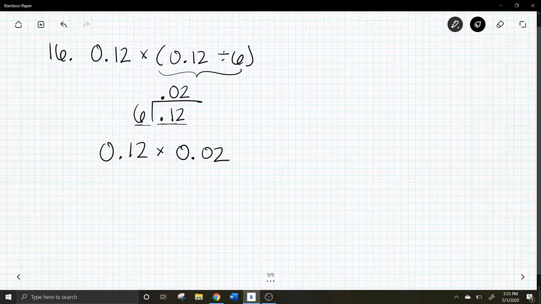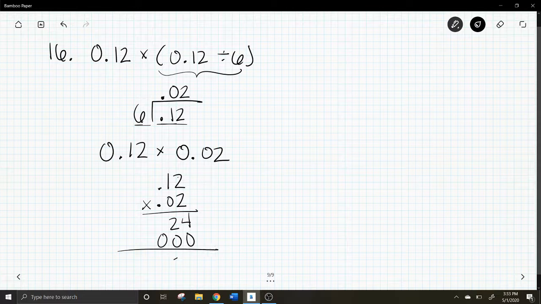So we have 12 hundredths times 2 hundredths. One of the best ways to multiply with decimals is just to write out those numbers. And remember, in this case, they don't have to line up. I mean, they do, but they don't have to. And just multiply. So we've got 4, 2, next row, 0, 0. So you see we got 24. But remember, the last step is the most crucial, and that is to count up the amount of decimal places you see. So we have 1, 2, 3, 4 decimal places.